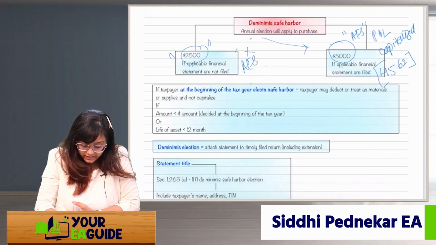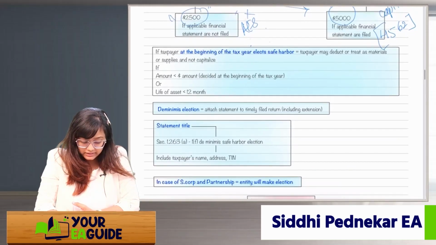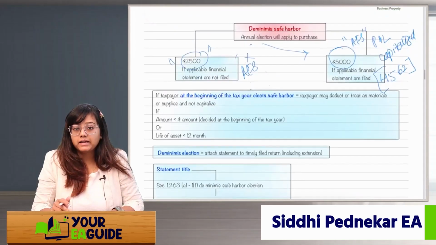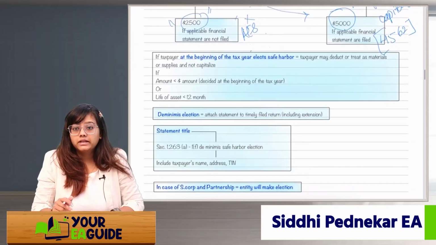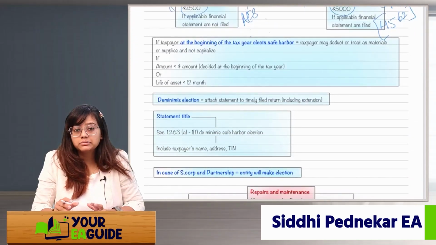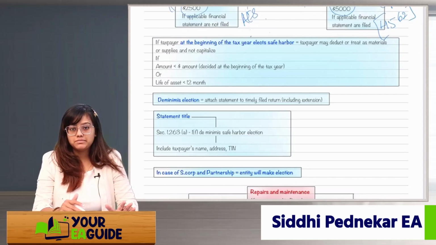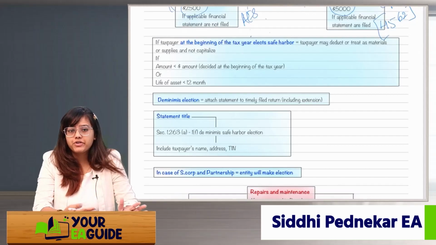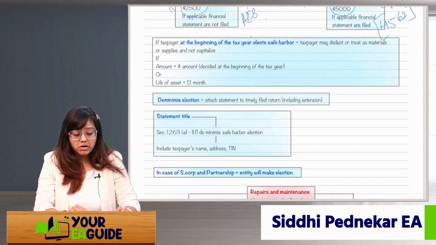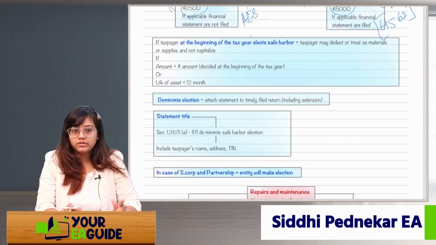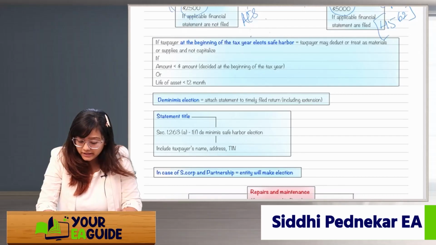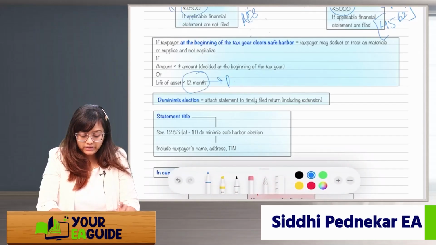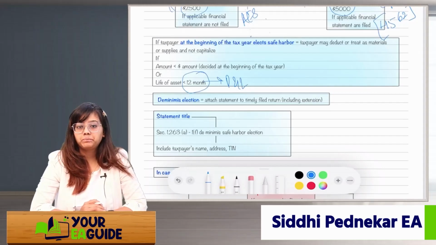All right. Next, if the taxpayer elects the safe harbor rule at the beginning of the tax year, then the taxpayer may deduct it or treat it as materials or supplies and not capitalize it. That means they can treat the amount as an expense in the profit and loss if it's up to the limit mentioned above, or if the life of the asset is up to 12 months only, then you can directly expense it off in the P&L statement.